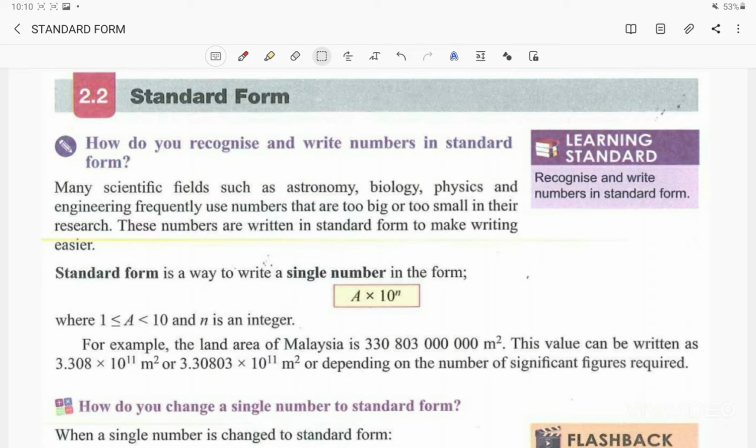Alright, untuk video ini kita akan masuk new subtopic, still in chapter 2. Okay, and this subtopic is about standard form. And the learning standard for today is to recognize and write numbers in standard form. Okay, how do you recognize and write number in standard form?